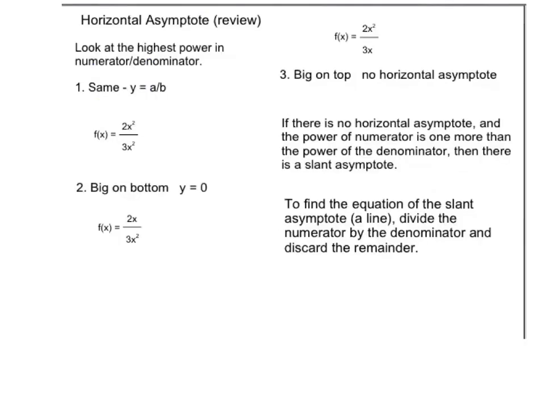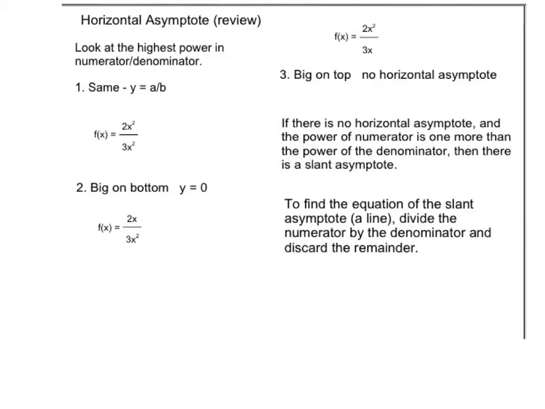Here's a review on how to find whether a rational function has a horizontal asymptote. You want to look at the highest power in the numerator and the denominator. If those powers are the same, like this example right here, both are x squared, then it has a horizontal asymptote, and it is y equals 2/3, or the coefficients of the highest power. If the highest power is in the denominator, like this one, then the horizontal asymptote is the x-axis, y equals 0. The third possibility is if the higher power is in the numerator. If it's big on the top, there is no horizontal asymptote.